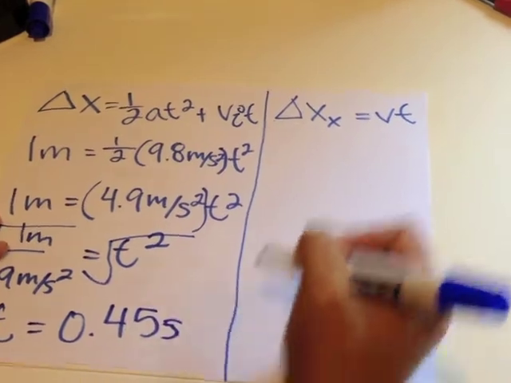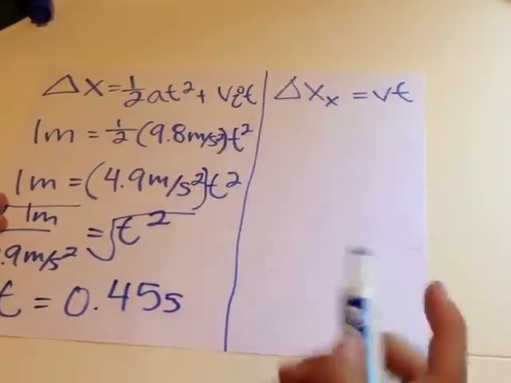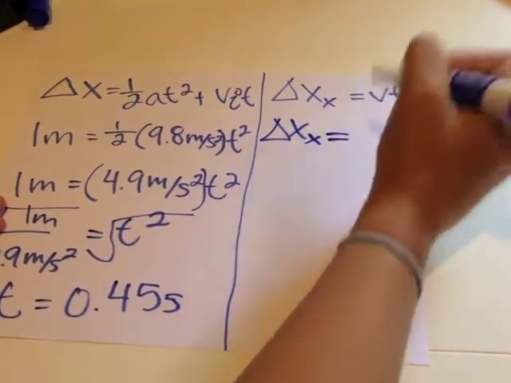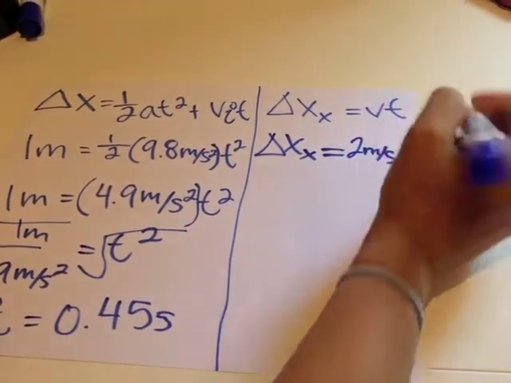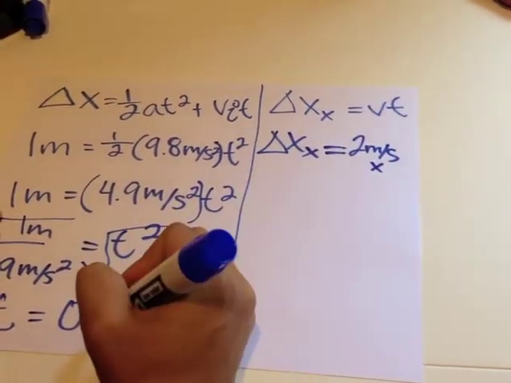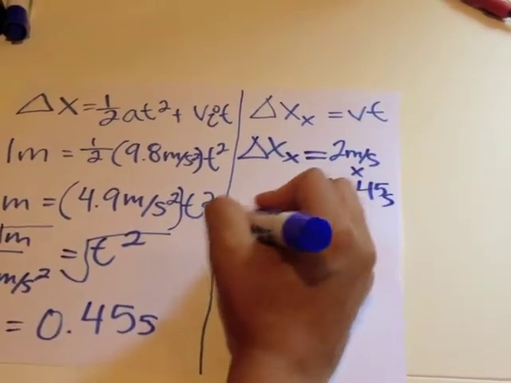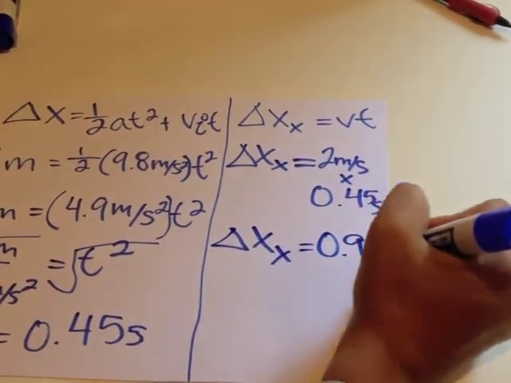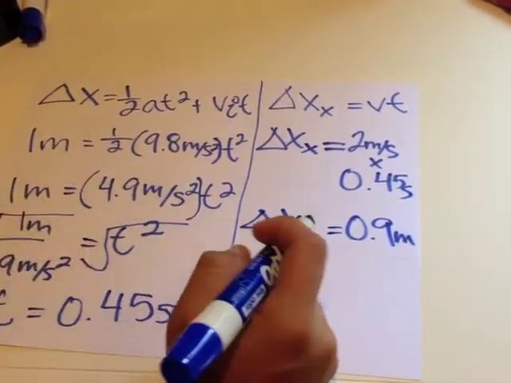Now that we have the time, we can move over and find how far he traveled in the x direction. So now we have delta x in the x direction equals the velocity, and we know that his initial velocity was 2 meters per second, times the time, which we have now, so 0.45 seconds, to give us 0.9 meters. So Carson traveled almost 1 meter out from the pool.